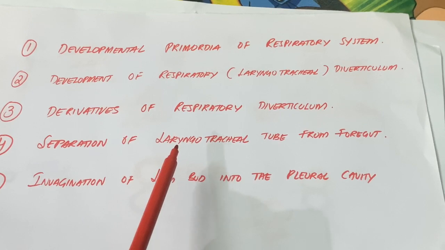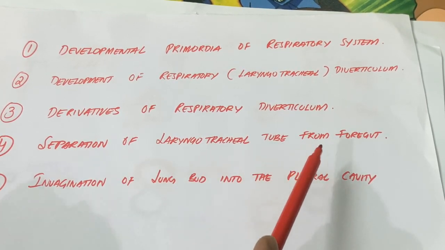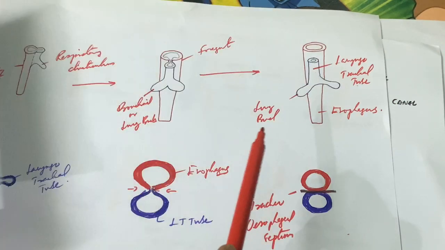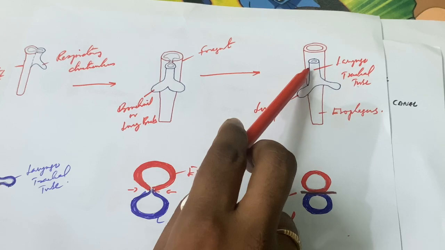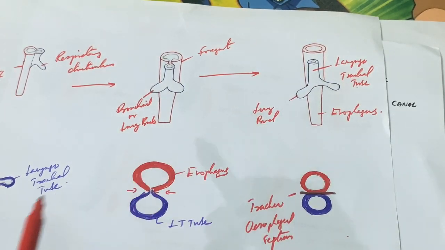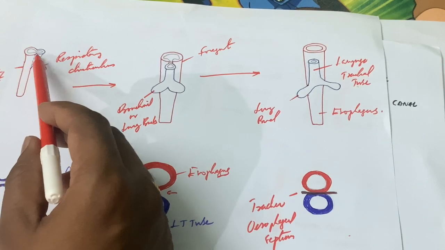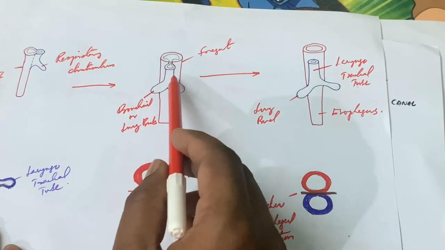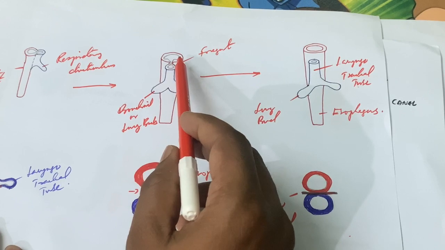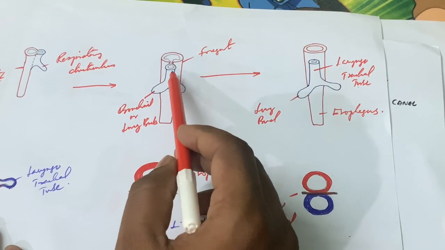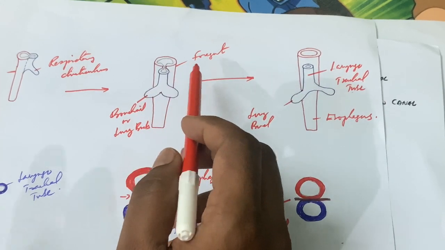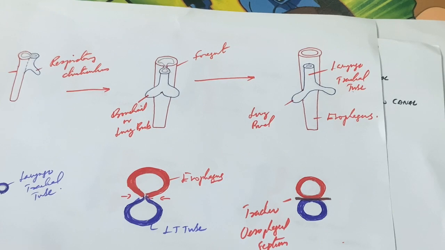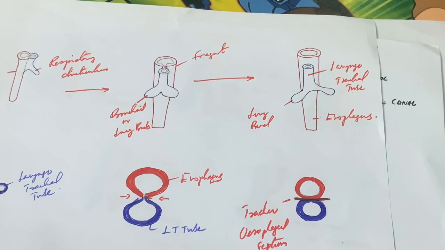The next point is the separation of the laryngotracheal tube from the foregut. So this laryngotracheal tube has to be separated from the foregut, which is the esophagus. But how? Initially they have a communication. At the next stage also some communication is established between the foregut, which is the esophagus and the pharynx, and this laryngotracheal tube. How do these two get separated?